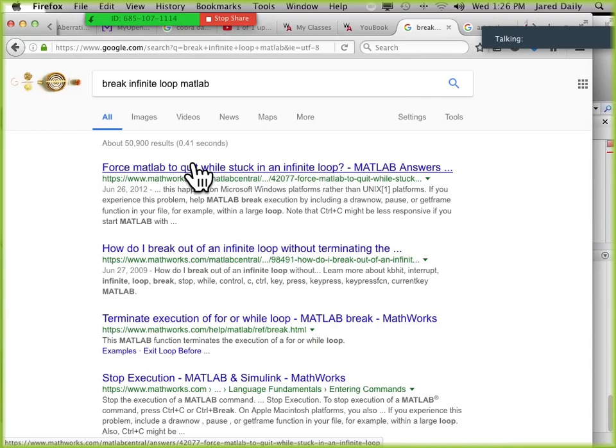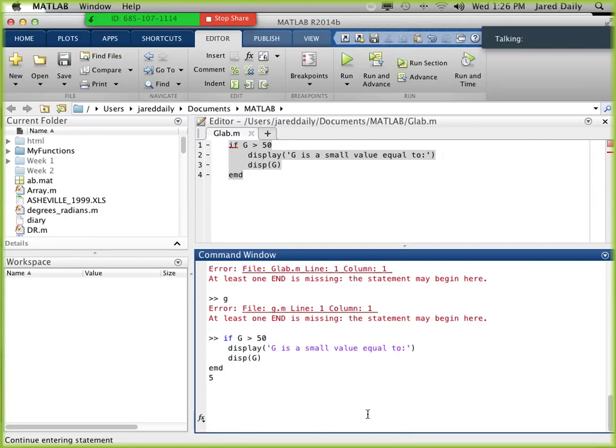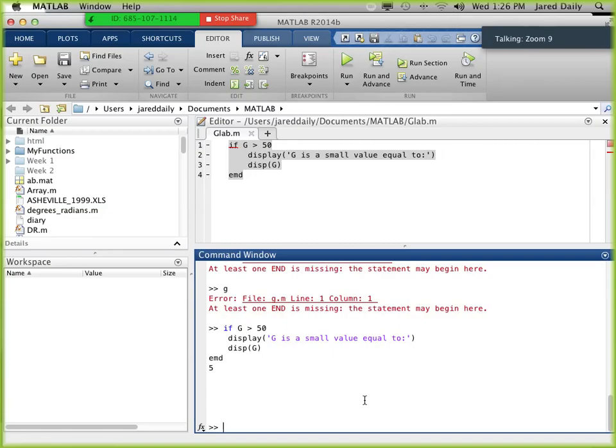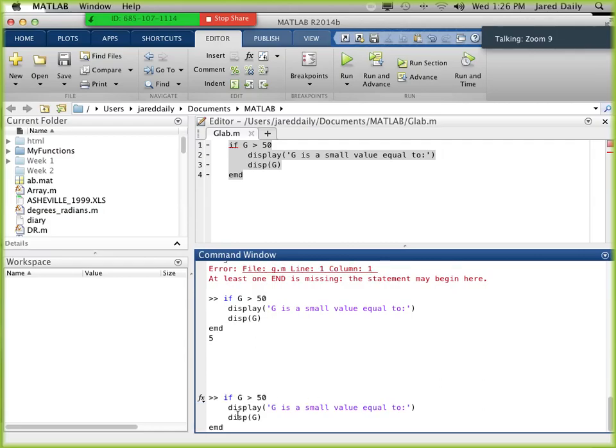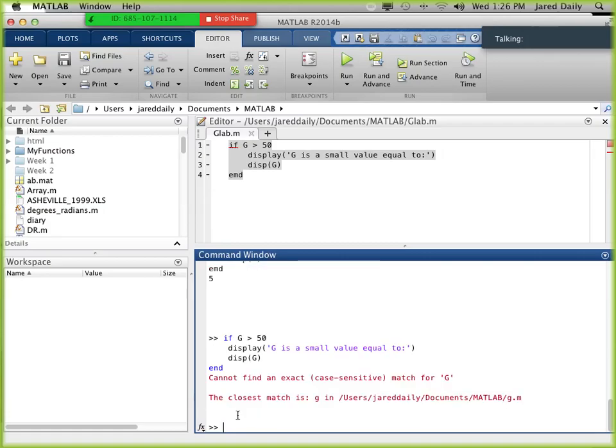Force, Control C. There we go. Control C. There's another thing for your tips and tricks. If you get stuck in MATLAB and you can't get out of it, Control C. Okay, so Control C got me out of that. Let's do this again. I'm going to paste my stuff in there, and I'm going to actually write end instead of emmed. There we go.